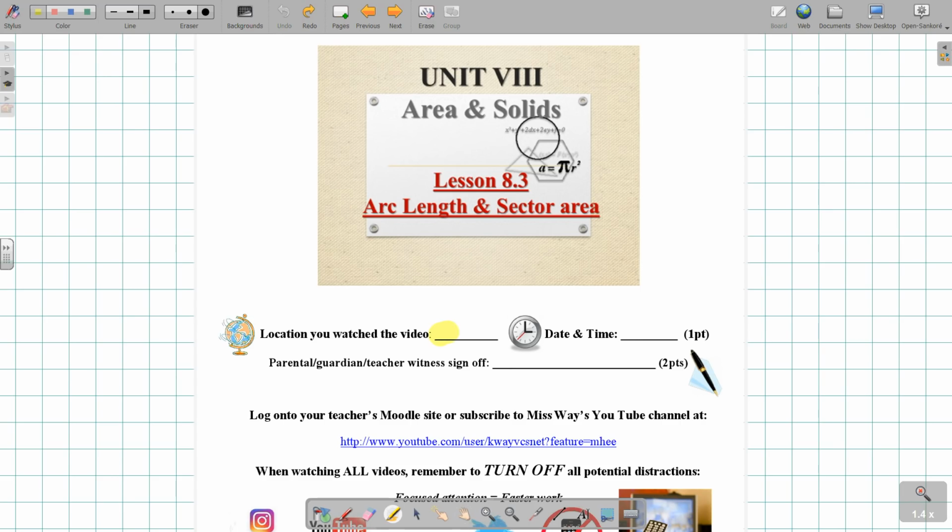Make sure you get the date, time, location, as well as a parent or guardian sign-off.